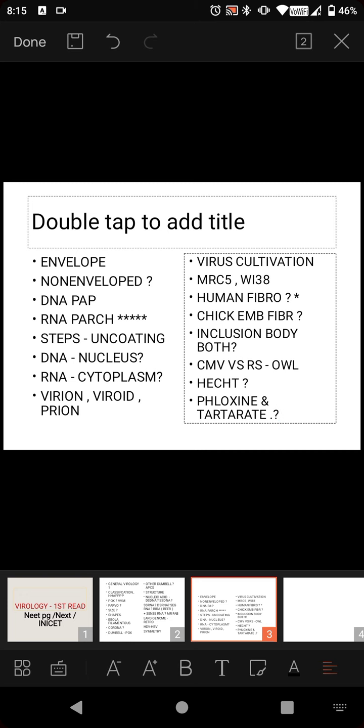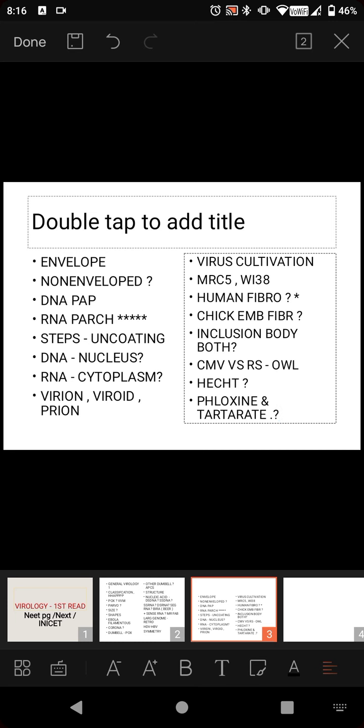Then coming to the assays. What is the purpose of assays? Assays are to study physical properties and chemical properties, and chemical properties we can study qualitatively and quantitatively. So assays are basically to know the infectivity.